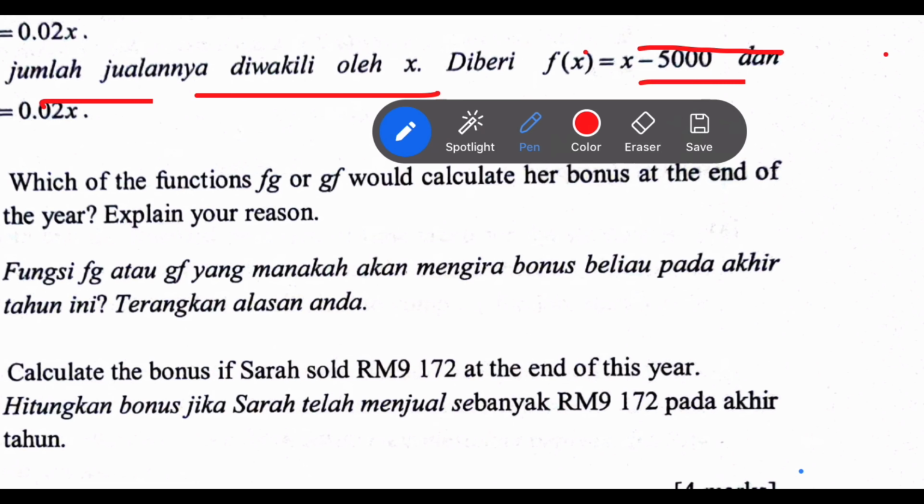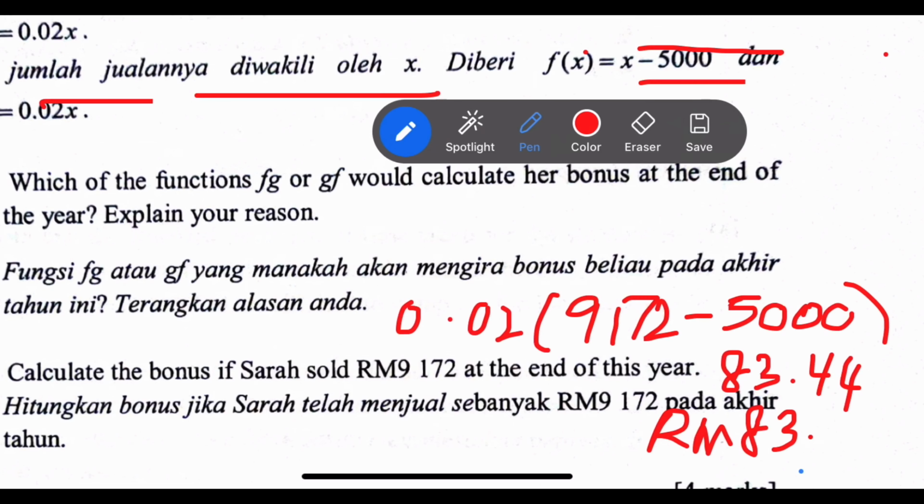Okay, now we have answered which of the functions FG or GF would calculate the bonus at the end of the year, and we have explained the answer by writing down the composite function. Now you have to calculate the bonus if Sarah sold a certain amount of money. The money is 9172, right? So let's have a look at the next question.